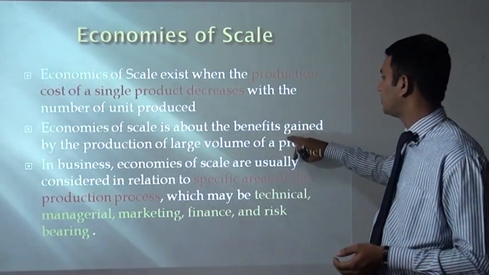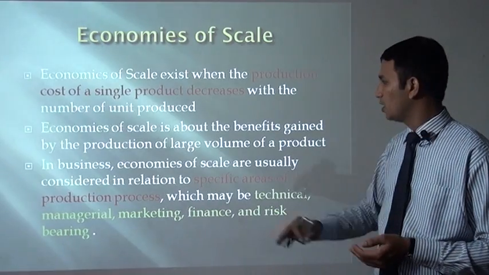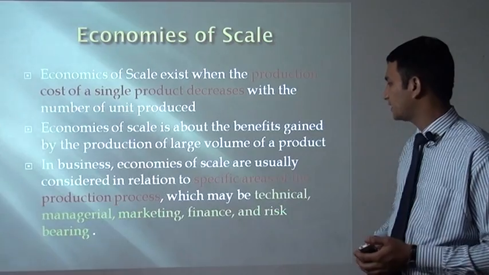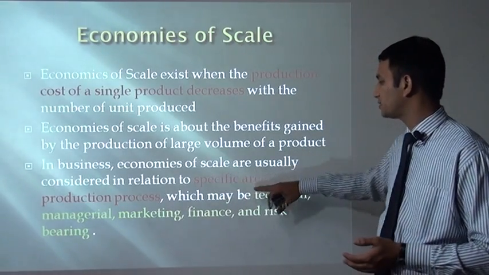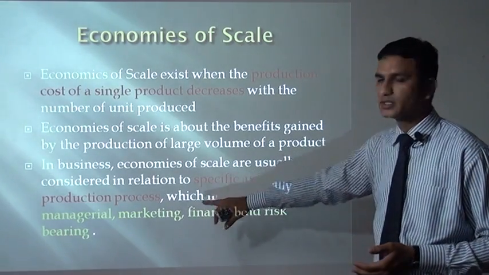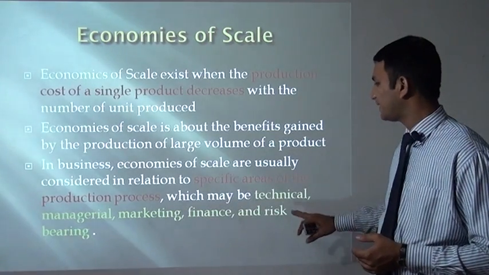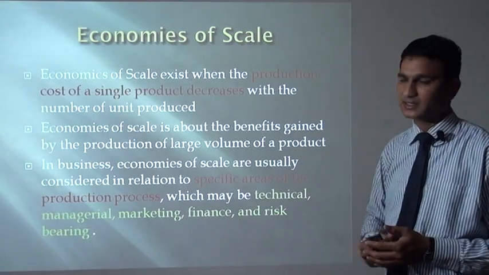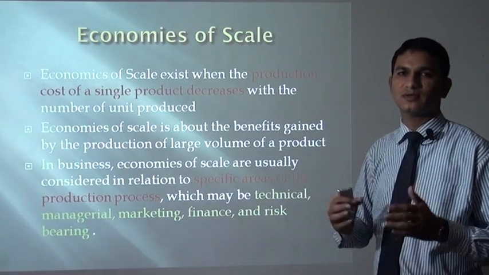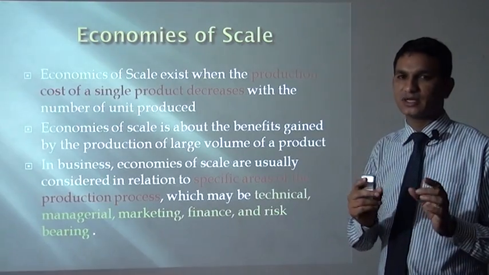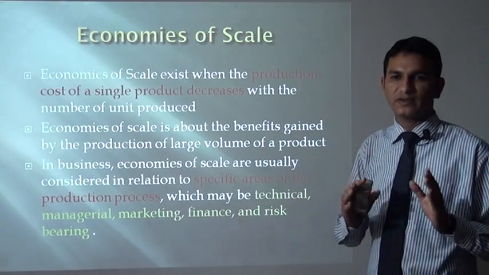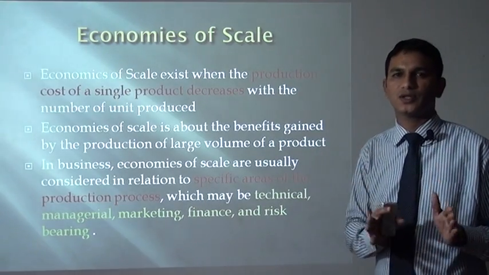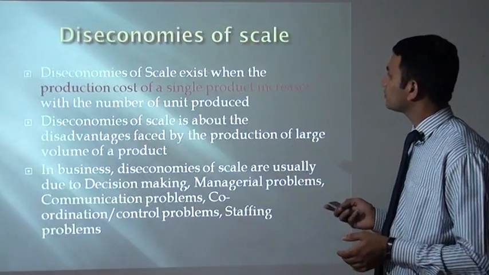Economies of scale is about the benefit gained by the production of a large volume. As we said earlier, in business, economies of scale are usually considered in relation to specific parts of the production process, which may be technical, managerial, marketing, finance and risk bearing. Ultimately, the summary of economies of scale is that when we are producing in large numbers, the cost of the particular unit will decrease.